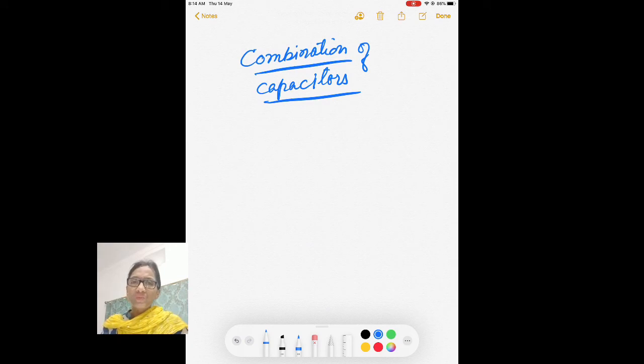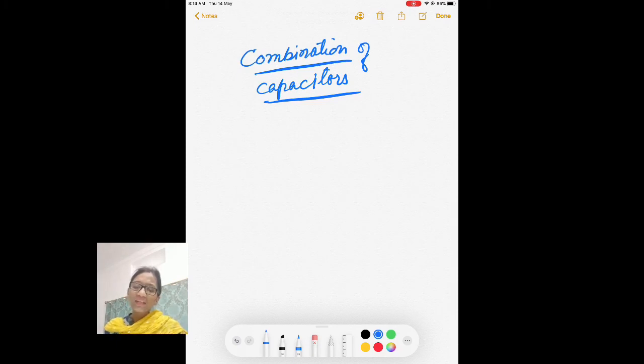So today we will be doing combination of capacitors. What is a capacitor? It is a device to store electrical energy. But sometimes we need a different value of capacitance than what we have in one capacitor. So we combine two or more capacitors to have some different capacitance.